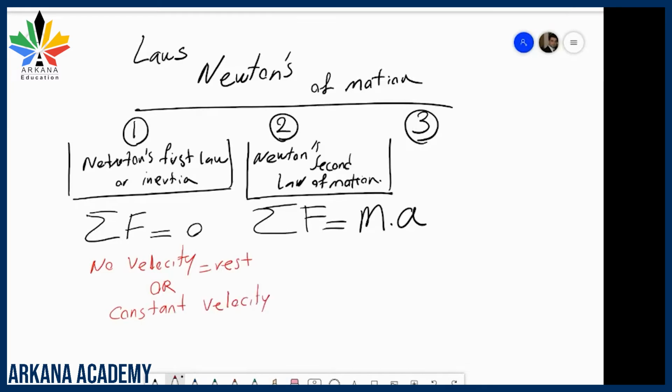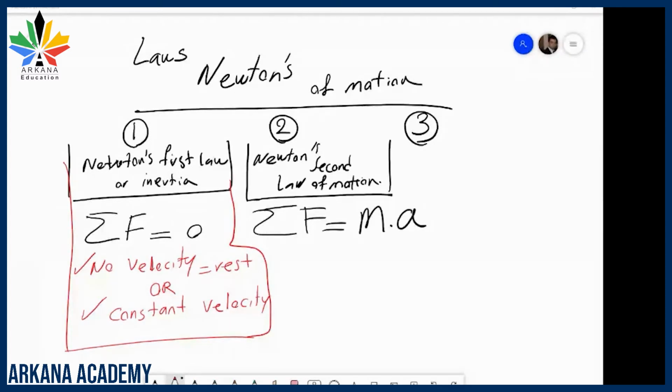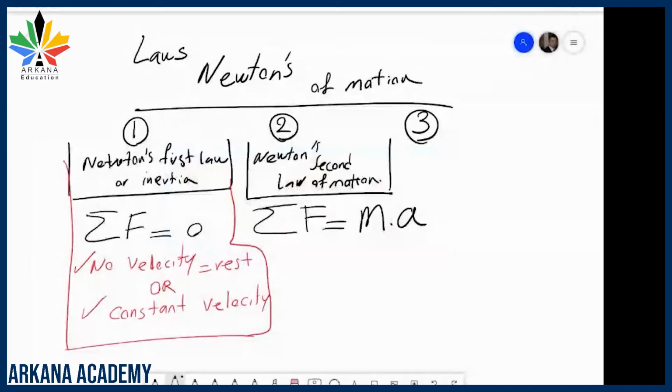So there are two types. Either no velocity, which means the object is not moving, at rest, or even if it's moving with a constant velocity, that falls under Newton's first law of motion. Okay? So as soon as you read the question and you see that the object is at rest, or if the object is with a constant velocity, right away we say that this is the case with Newton's first law of motion.